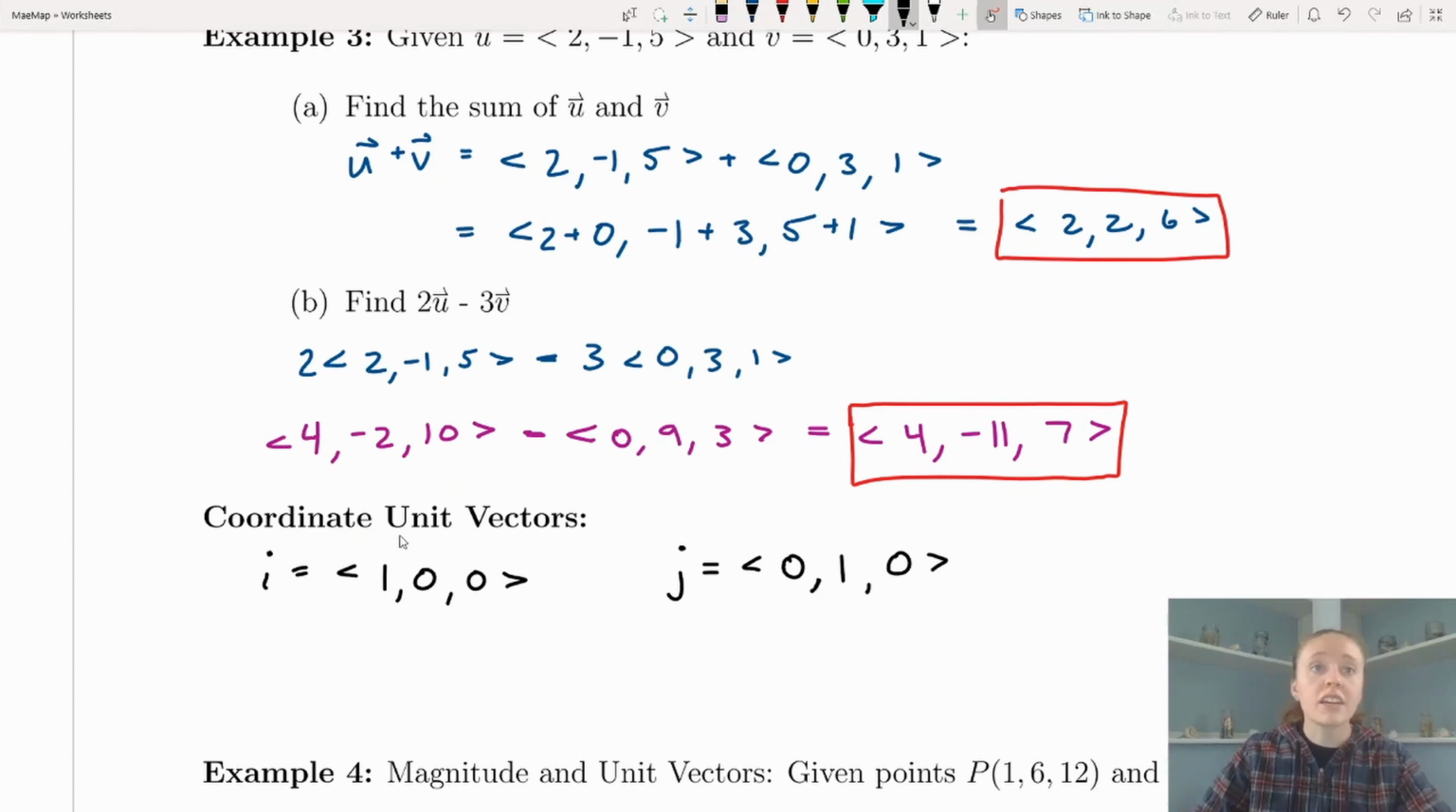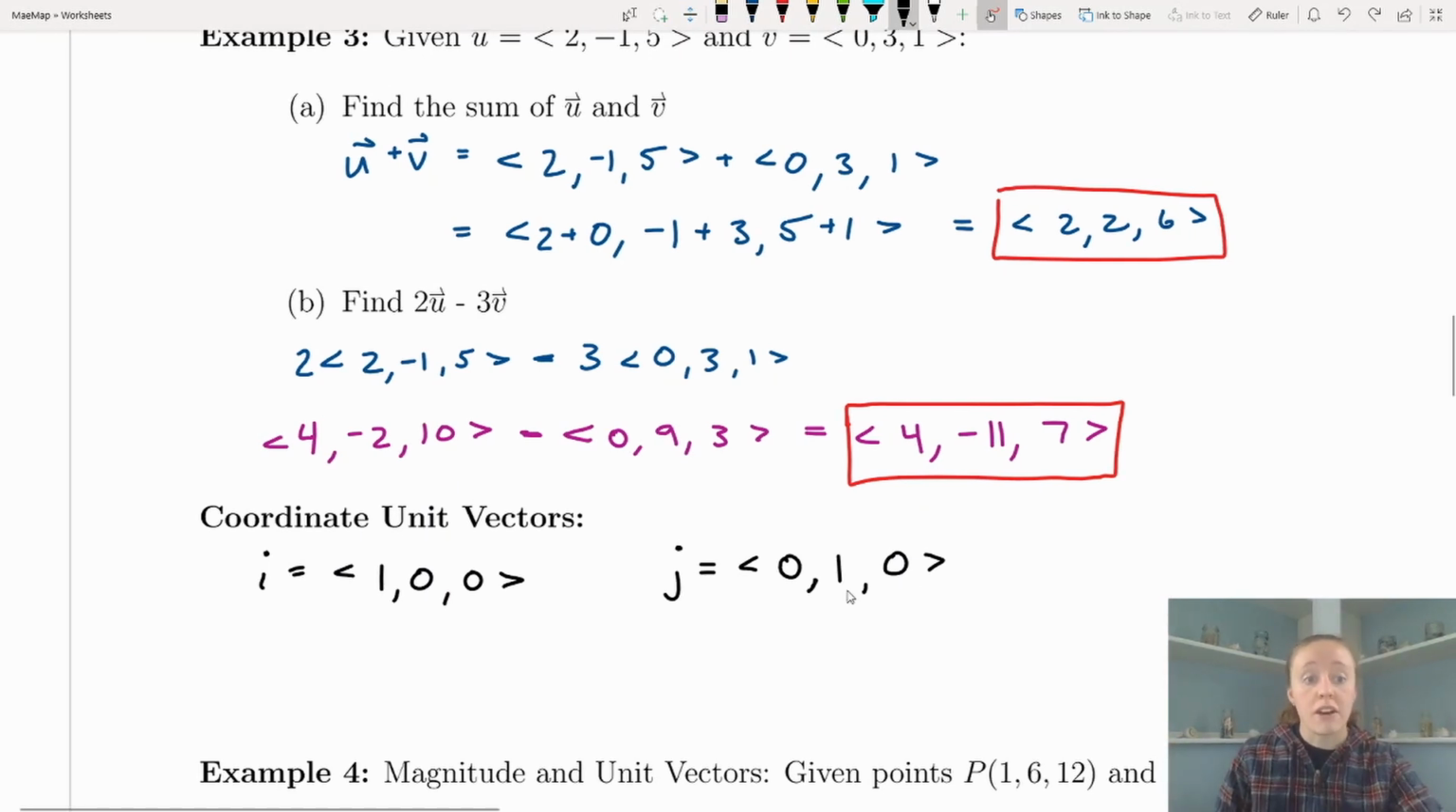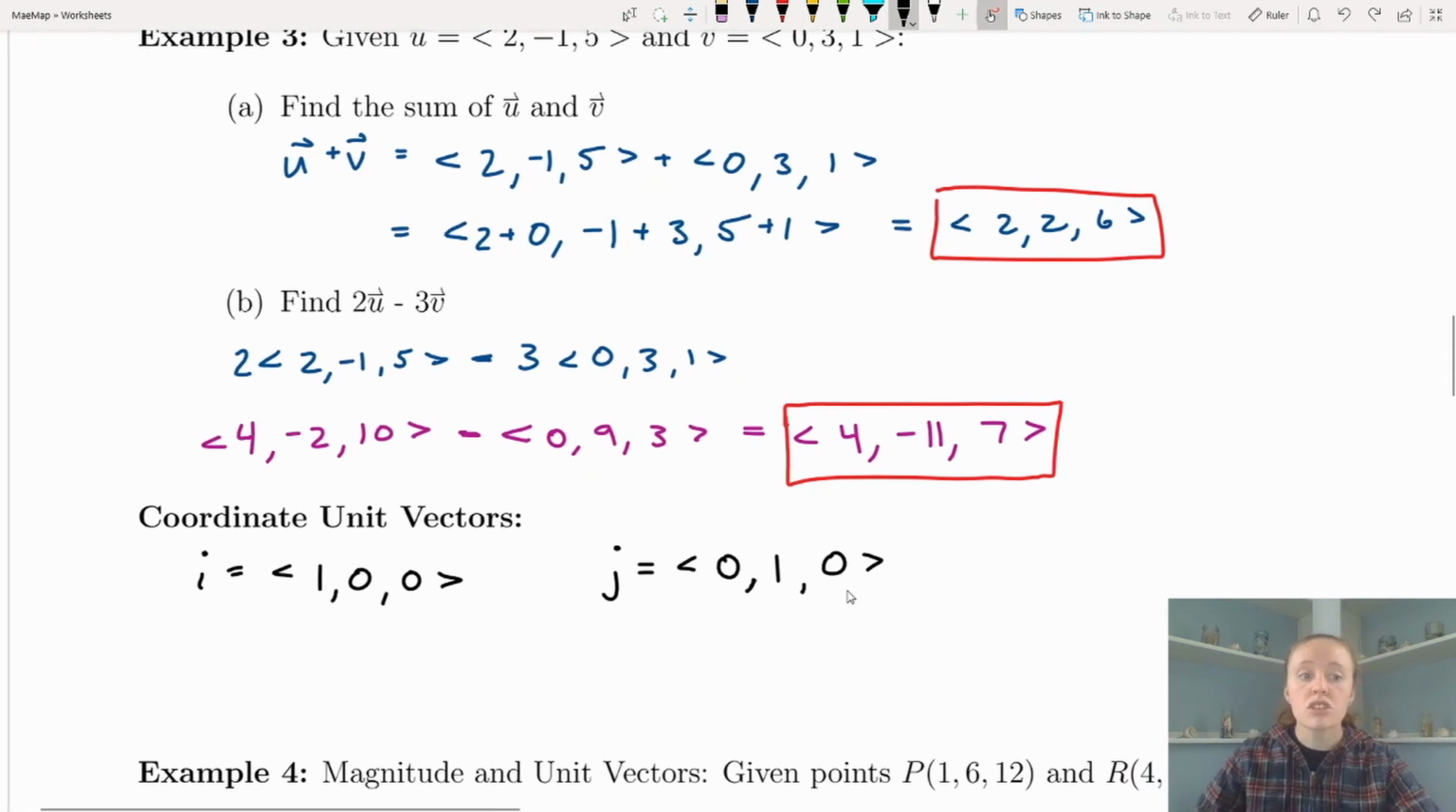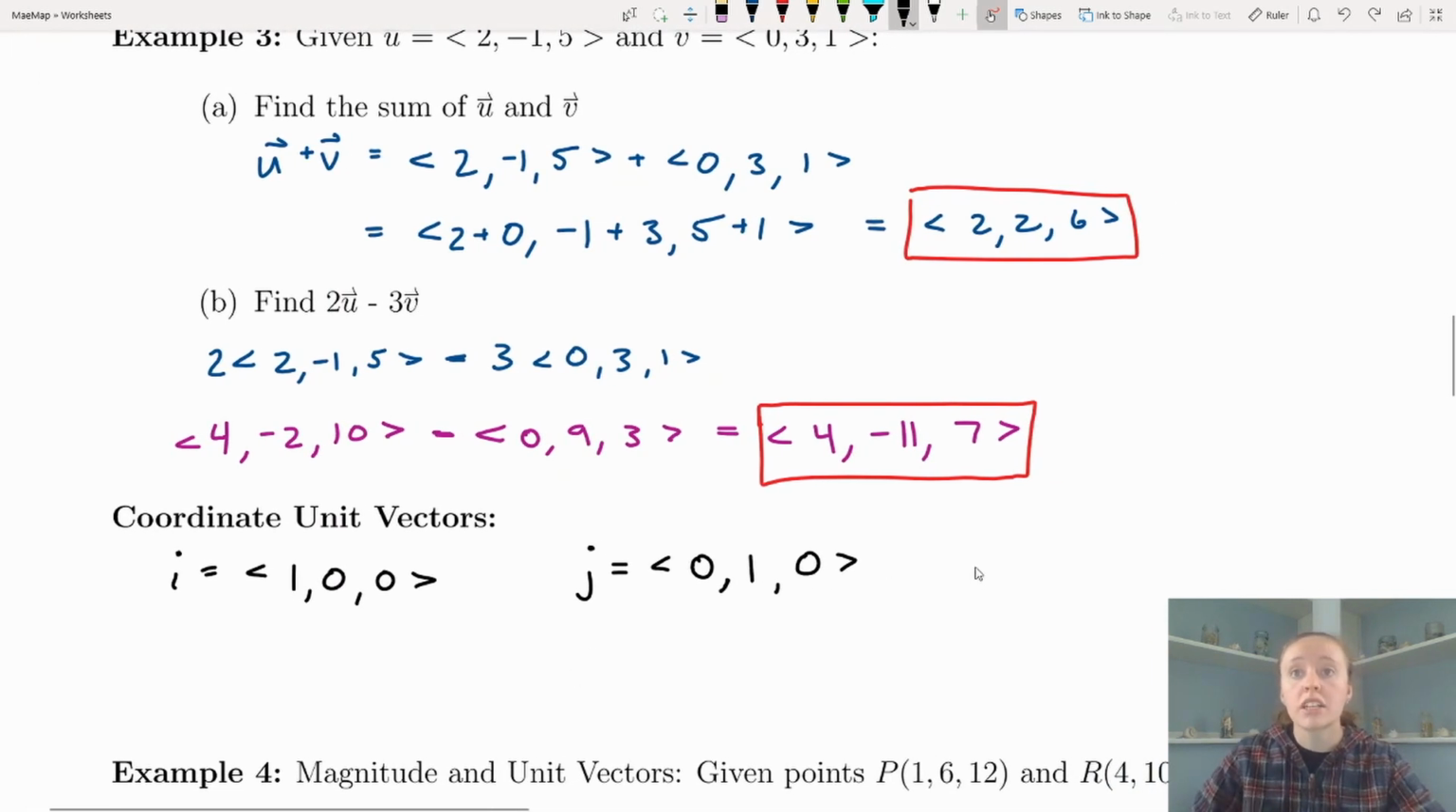And you can see, again, they're both unit vectors because if we take the magnitude, that's going to be the square root of 1 squared plus 0 squared plus 0 squared, which is the square root of 1. And then for j, the square root of 0 squared plus 1 squared plus 0 squared is also the square root of 1, which equals 1. Now remember, we're in 3 dimensions, so we have another coordinate unit vector, and that's the one in the z direction. So this, k, is going to be 0, 0, 1.